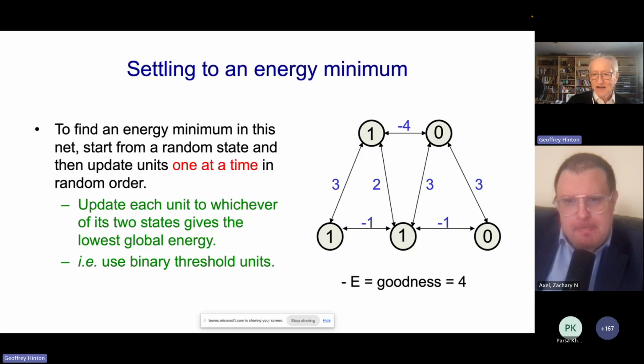And the state the network's in now, with that triangle of units being on, the kind of left side triangle, that's an energy minimum. If you look around now and ask, can I flip any unit to make things better? You can't. That's a local optimum, a local minimum of the energy.